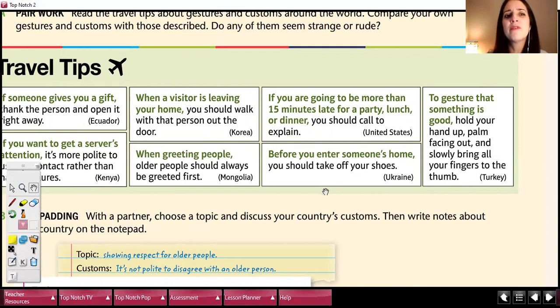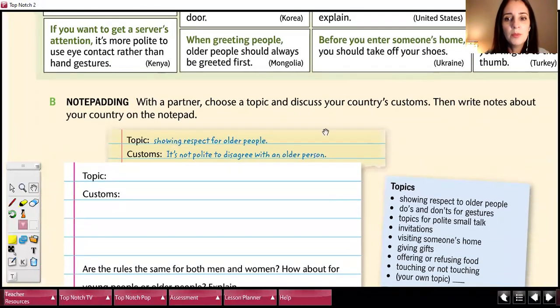So here are some travel tips about some customs around the world. If there is any vocabulary you don't know, please take note, and then we are going to talk about it, okay? Moving on.